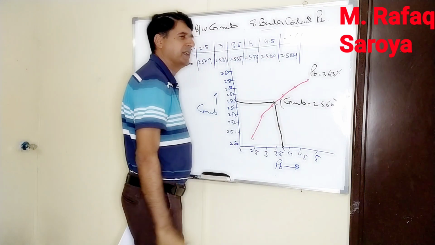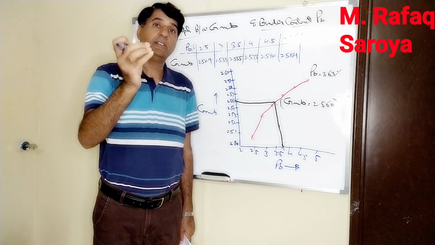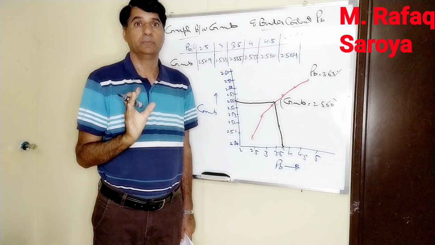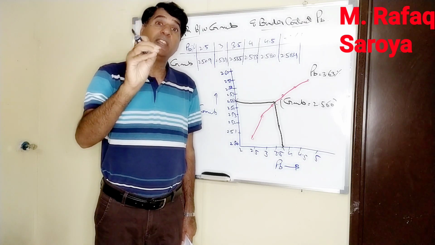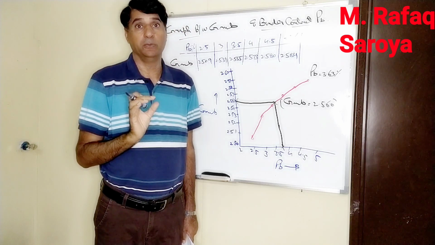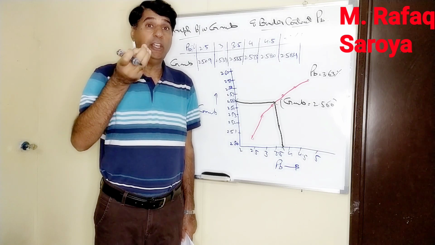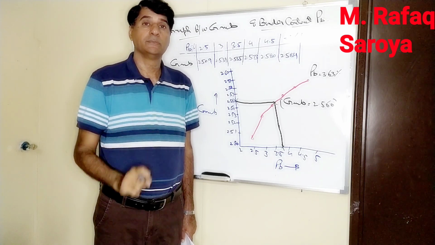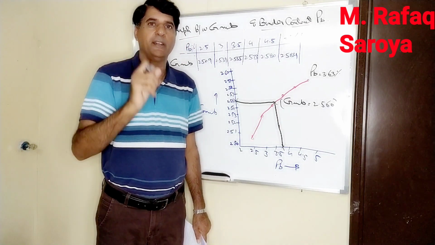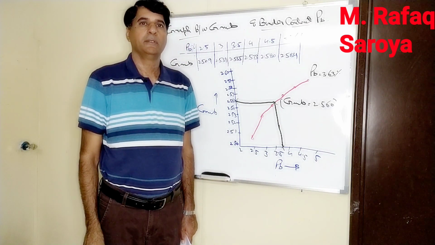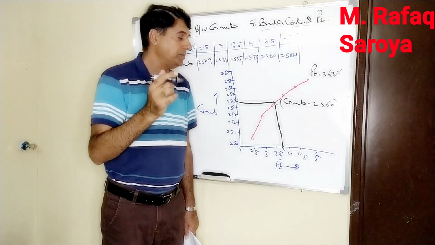Here I would like to tell you one thing. Specification does not say what should be the value. Please try to understand. Specification does not say what should be the value. Two times I told you. Now how will you understand that this Gmb is acceptable or not? Very easy. I will just tell you.